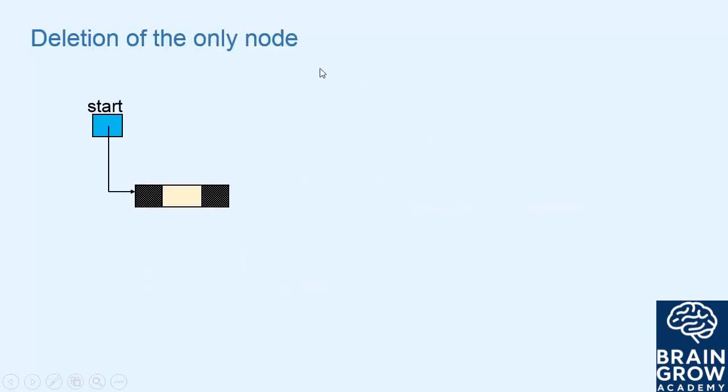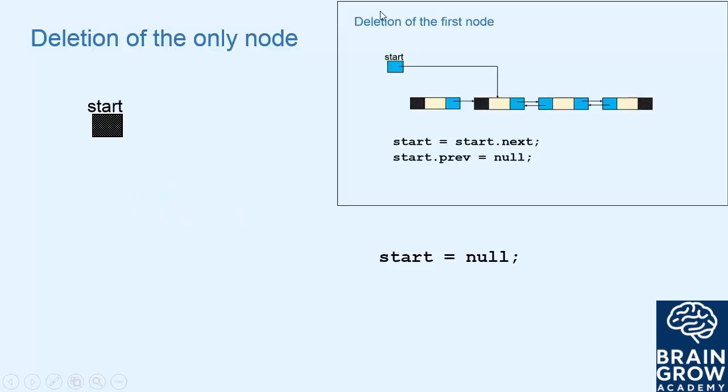Now let's see how we can delete the only node of the list. For deleting the only node of the list, we just have to write start equal to null. And this node is removed from the list. Now this was the case of deletion of the first node of the list. We can see that these two cases have to be handled separately because start previous is equal to null here will not be valid here, because here the start becomes null.